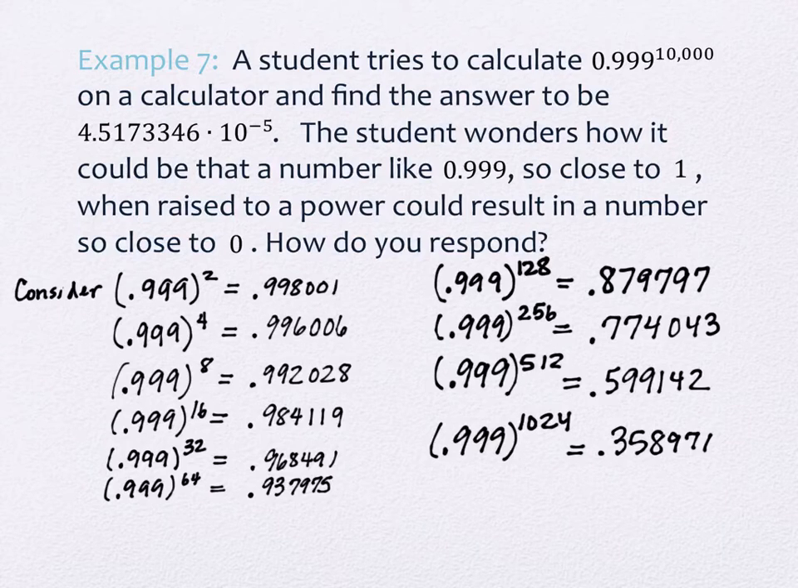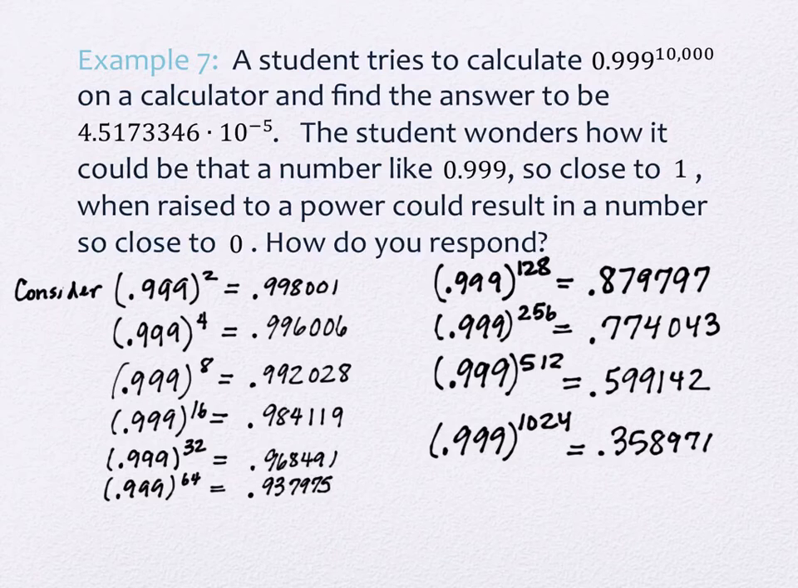The other reason I want to stop here is that the power is only a tenth of the way there. This is 1,024, and I'm supposed to be going to 10,000. I'm only a tenth-ish of the way there, and I'm already at about a third, like 0.3 repeating, of the value that I began at. So we're going to say a few things to our student that talk about what's happening here.